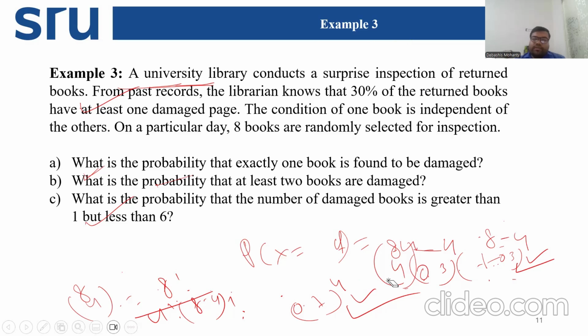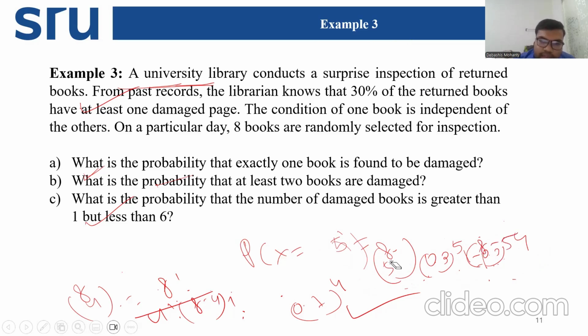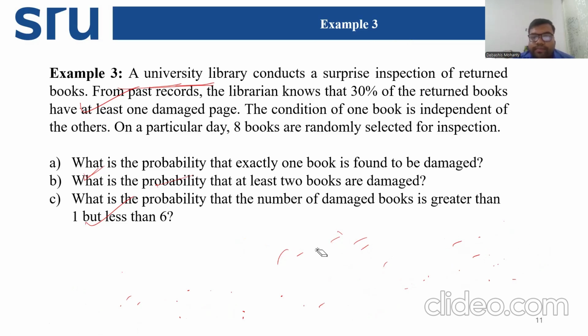A similar procedure is used to calculate the probability of x equals 5. That is equal to 8 choose 5, p is 0.3 to the power 5, times 1 minus 0.3 to the power 8 minus 5. Okay, students, now we can calculate the probability of x equals 2, x equals 3, x equals 4, and x equals 5.